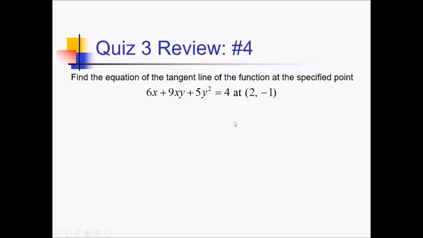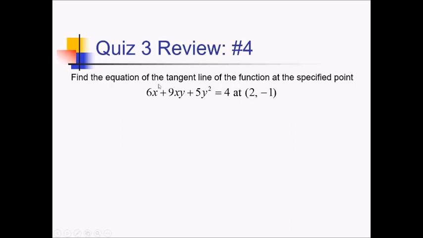For this problem, we want the equation of a tangent line at the specified point here. So in general, for a tangent line, you need an x value, a y value, and a slope. They actually gave us the x and the y. If they just gave us the x, we could plug it in to get a y value back. We also need the slope, though, so we need to implicitly differentiate this thing to get the slope.